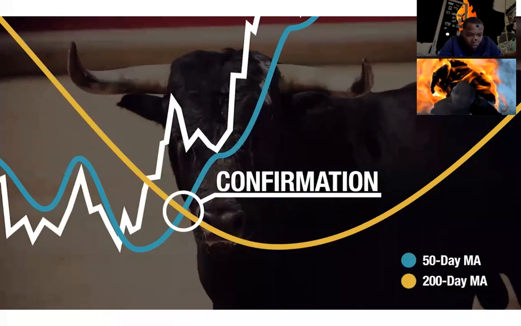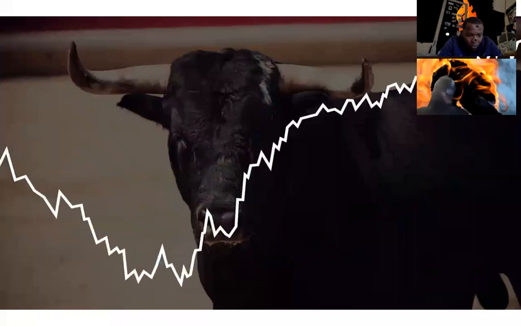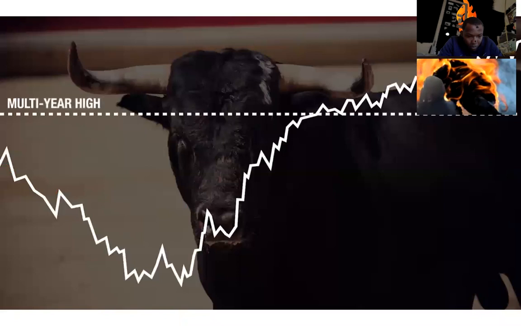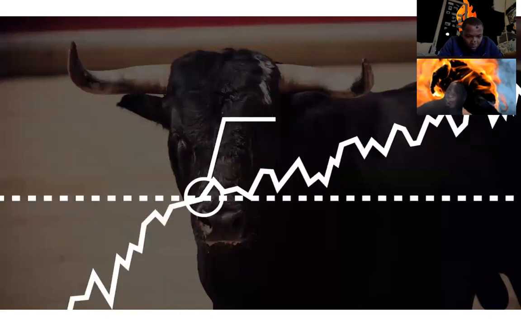Another way investors might confirm a bull market is by watching for a breakout beyond multi-year highs. A breakout beyond a high that is 2 years old or older is a sign some investors use to determine if the bull market could be continuing upward.